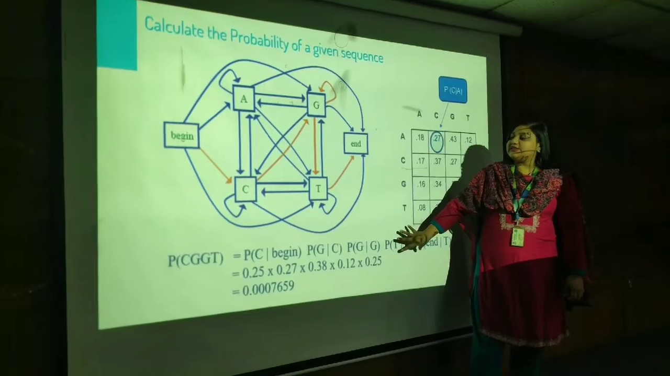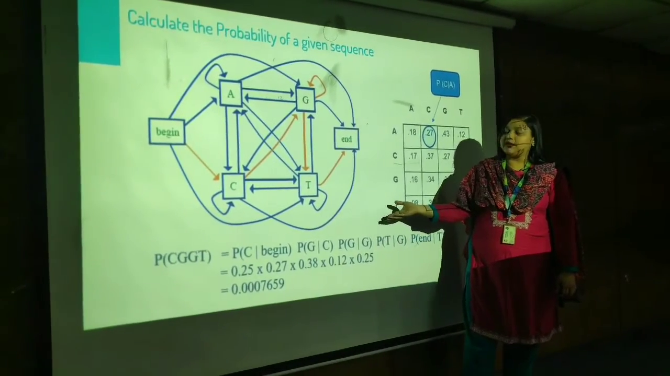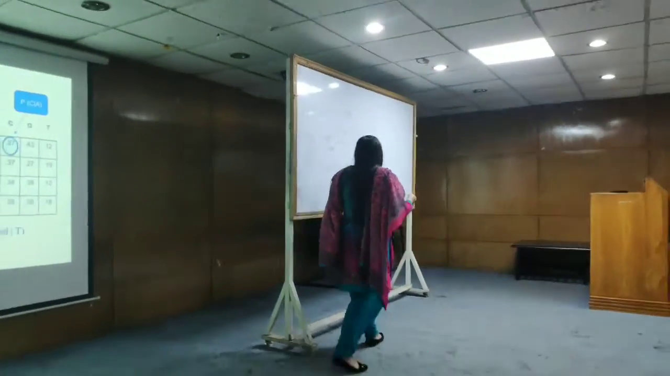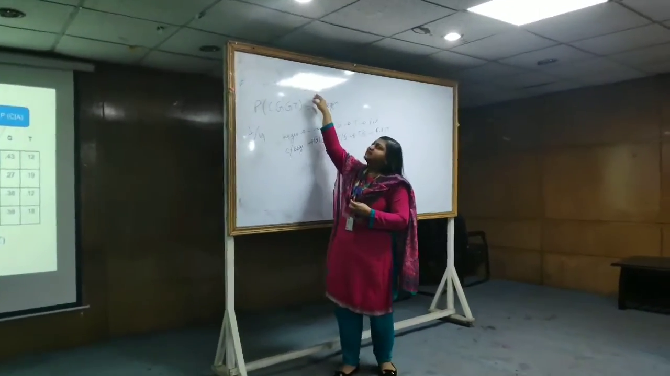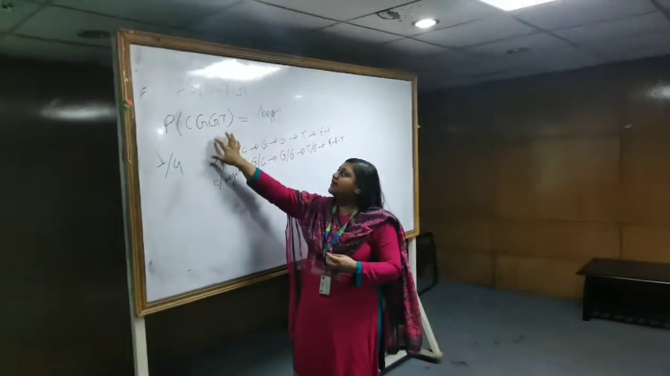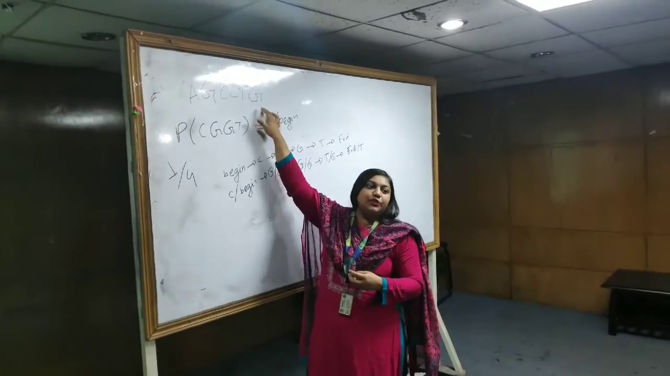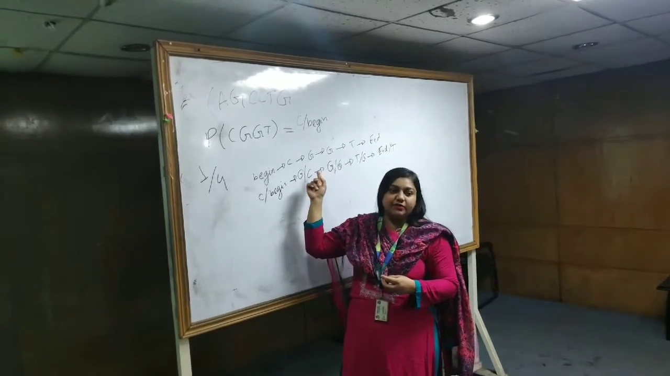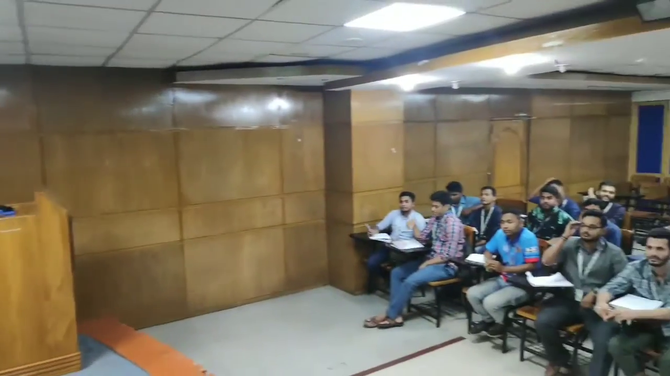Various transitions will be shown like this. We can give A, G, C, C, T, G, and if we calculate A, G, C, C, T, it will give a different value. Okay, got that, class? Yes. Do you have any question?